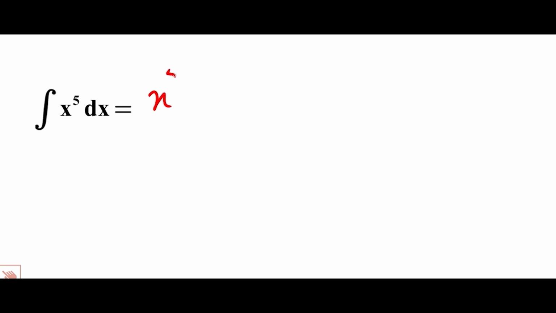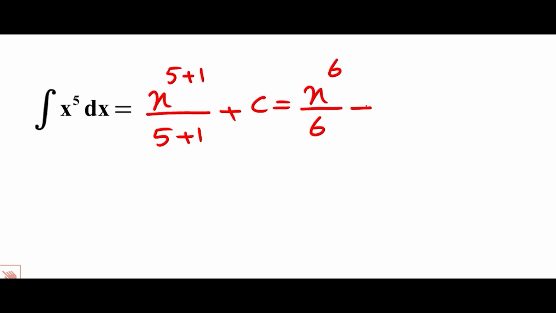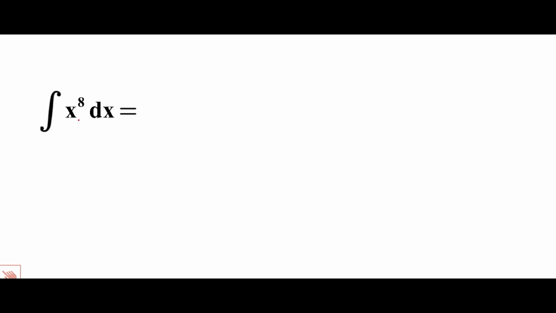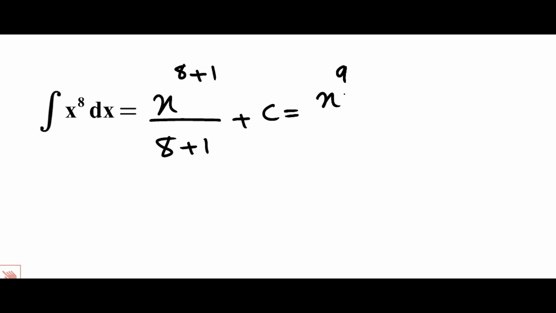Or the integral of x to the 5th, we have x to the 5 plus 1 over 5 plus 1 plus c. So we have x to the 6th over 6 plus c. Or the integral of x to the 8th dx, so we have x to the 8 plus 1 over 8 plus 1 plus c. So x to the 9th over 9 plus c.